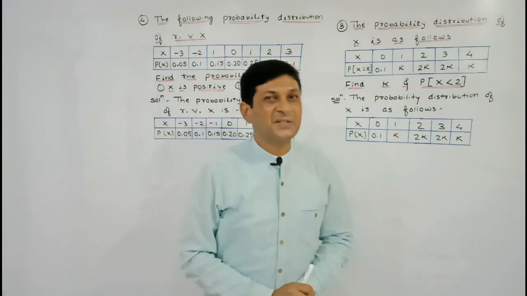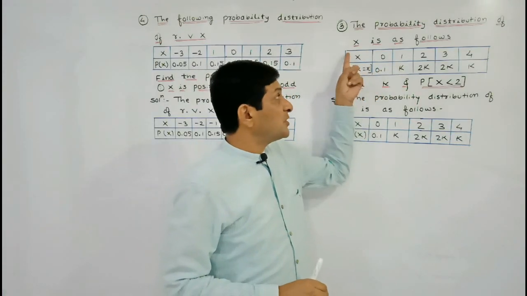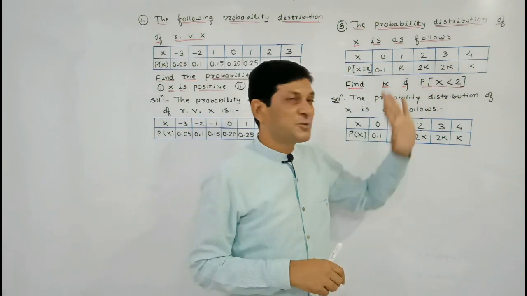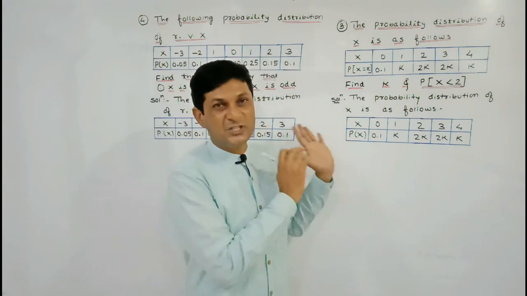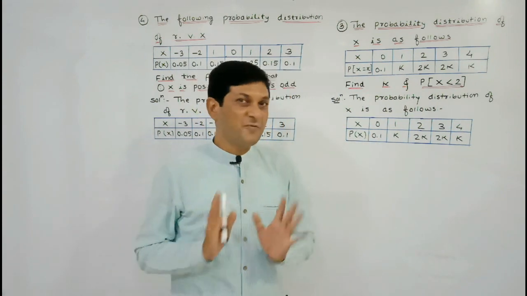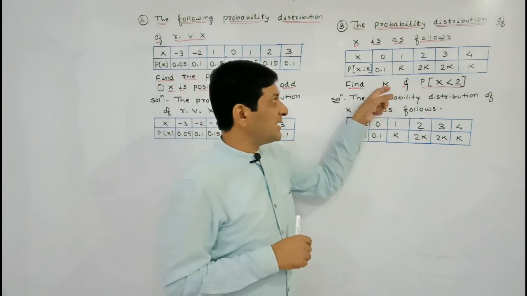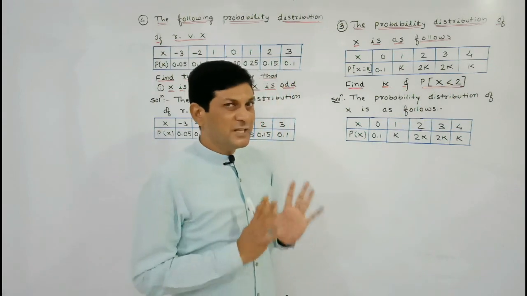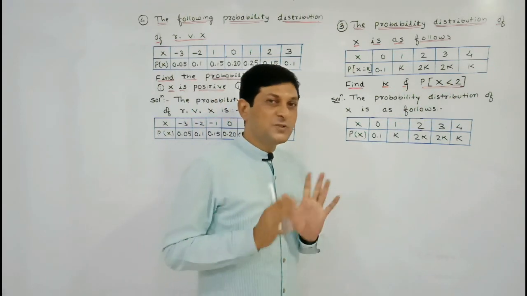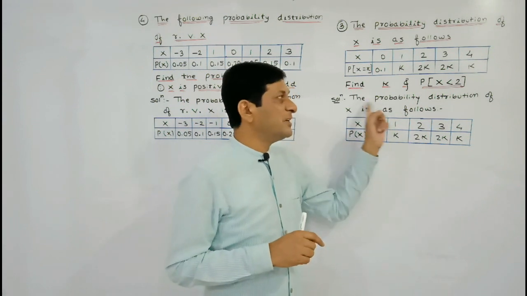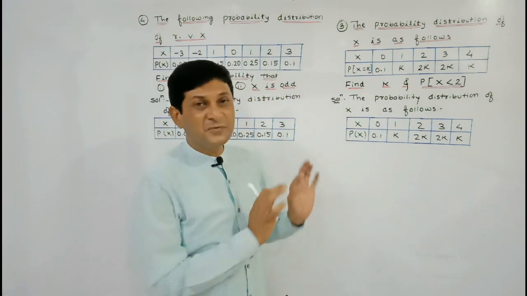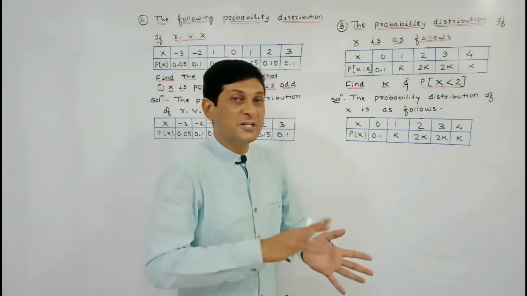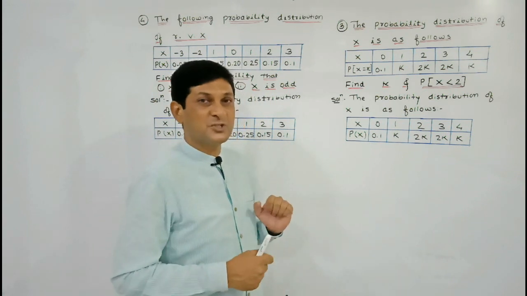Now see question number 3. In this question, the probability distribution of random variable x is given to us. Means values of the random variable together with its probability are given to us. This table is nothing but the probability distribution of x. Using this, we have to find out k. K is one unknown value, and later on we have to find out P of x less than 2. So let us first try to find out the value of k using the condition that this is what? Probability distribution of x. And we know that this P of x satisfies which condition? Probability distribution means it is definitely a probability mass function also.